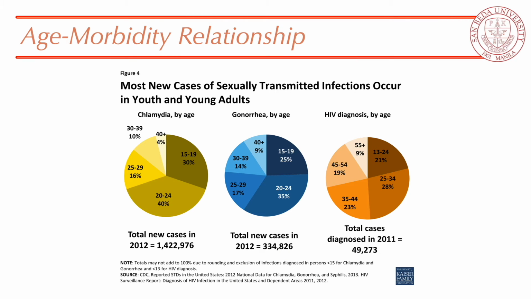Now, this is again United States data from 2011 to 2012, which features 3 pie charts. Now, you can see from these pie charts that individuals belonging to the younger age group make up the higher percentages for each sexually transmitted infection featured here, mostly because these younger age groups are relatively more sexually active than their older counterparts.